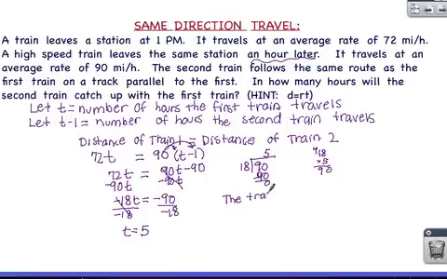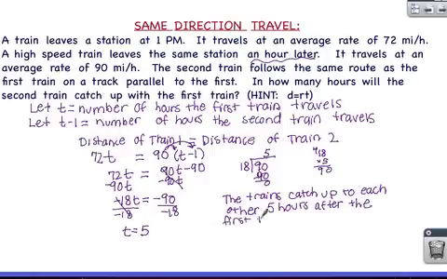So the trains catch up to each other 5 hours after the first train leaves, which is at 6 p.m.